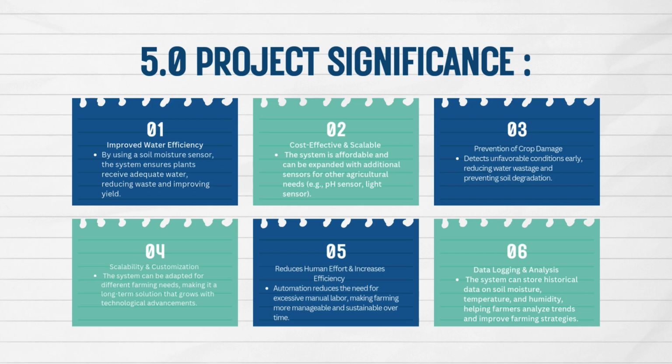Lastly, data logging and analysis. For example, if the farmer notices that the soil moisture drops significantly every afternoon, they can adjust the irrigation schedule to water the crops before dehydration occurs. If temperature and humidity fluctuation affect certain crops, the farmer can take preventive measures like using shade nets or a misting system. This will help to improve decision making for better crop planning and resource management, and also farmers can predict potential risks and adjust strategies to maximize yield.